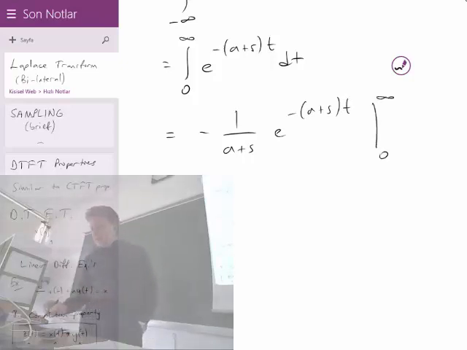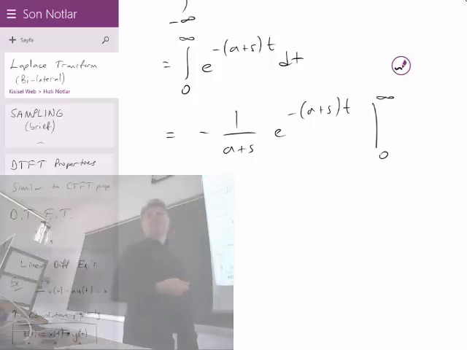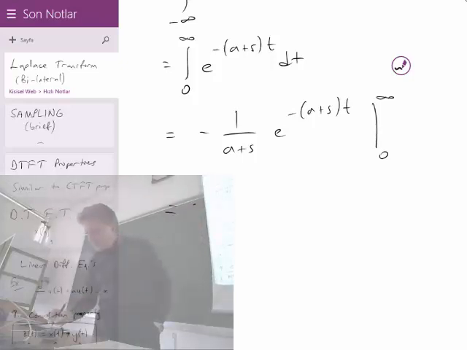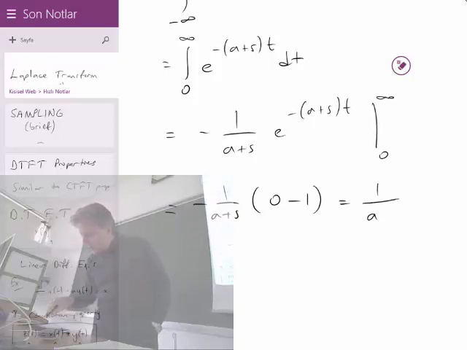Okay, and at infinity, at t is equal to infinity, e to the minus a plus s t, as long as the exponential's real part is decreasing, will decrease to 0, e to the minus infinity, in other words. E to the minus infinity is 0. So it will be minus 1 over a plus s, in parentheses 0 minus, at 0, e to the 0 is 1. So it is minus 1 over a plus s, parentheses 0 minus 1. And that's why it is 1 over a plus s.